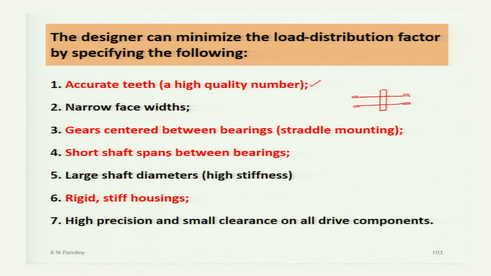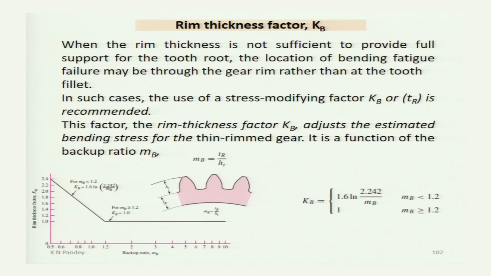Short shaft span. In comparison to this simply supported shaft, suppose the shaft is a cantilever type, then there will be more deflection. Short shaft spans between bearings, large shaft diameters, high stiffness, rigid stiff housings, high precision and small clearance on all drive components.